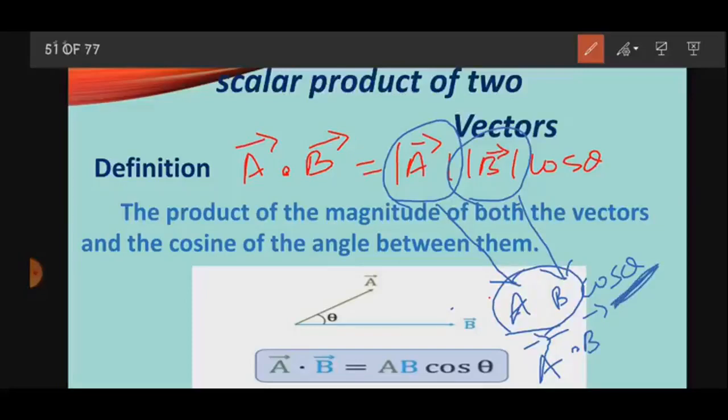Okay, now if there are two vectors, a vector and b vector, having an angle theta, that is the angle theta.